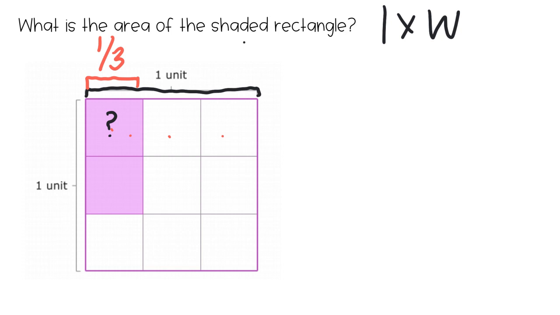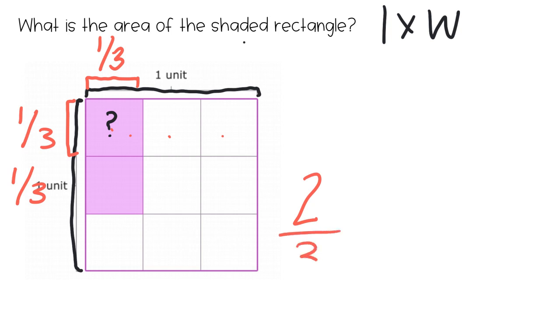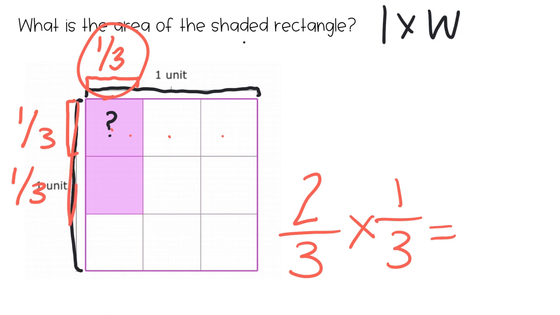Let's go look over here and do the same thing. If one of these whole things is 1 unit and there are 3 equal pieces, what are each of these going to represent? This is going to be 1/3 and this is going to be 1/3. So we end up over here with 2/3. So that's my length. What's my width? It's 1/3. So now we have 2/3 times 1/3. Remember, we're just looking at our shaded piece.